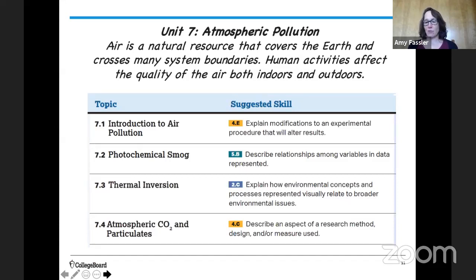Air is a natural resource that covers the earth and crosses many system boundaries. That could even be geopolitical boundaries. And it's what makes air pollution really different than other kinds of pollution. The air is a commons.